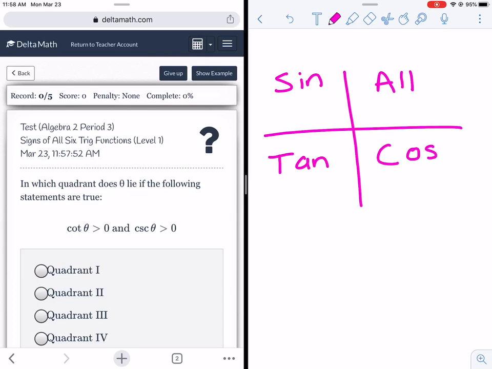If you also want to write the reciprocal functions, that could help us. So an S goes with a C. So sine goes with cosecant. Tangent goes with cotangent. Those are the easy ones to remember because tangent and cotangent both have tangent in the name. And cosine goes with secant. A C goes with an S. Okay. This is which functions are positive in these quadrants.